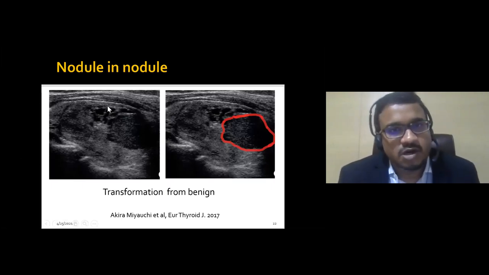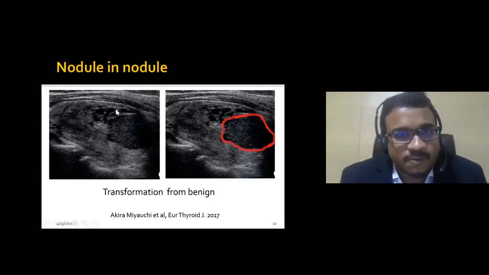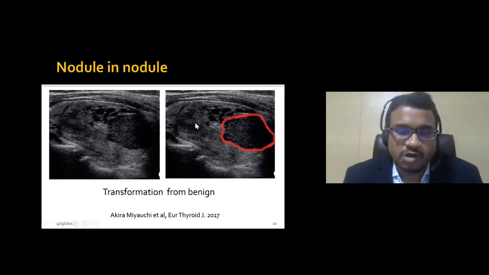So this is called a nodule in a nodule appearance. Here, to demarcate, this part is the nodule, and this sliver of normal thyroid tissue is here on the left-hand side. The nodule has two echogenicities. The rest of this part looks isoechoic to the thyroid with a little bit of spaces here, but this part is hypoechoic to the rest of the thyroid gland. So this is called a nodule in nodule appearance. It is supposed to be a transformation from benign, and this can be seen in a subset of follicular carcinomas.